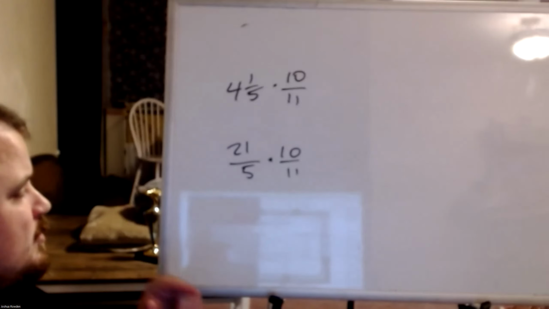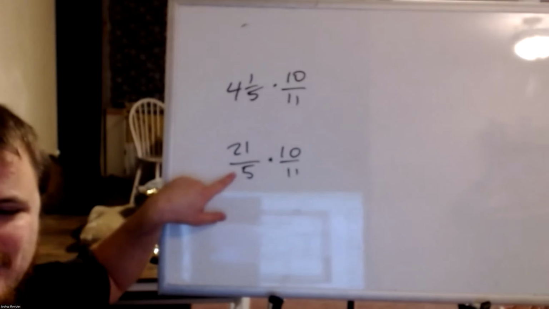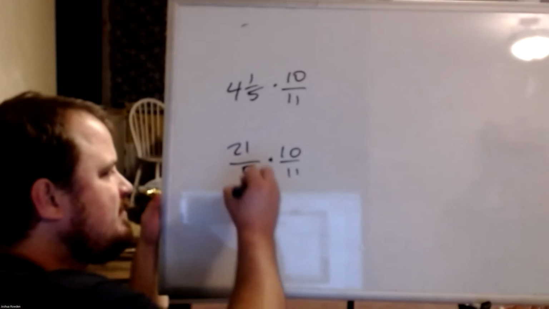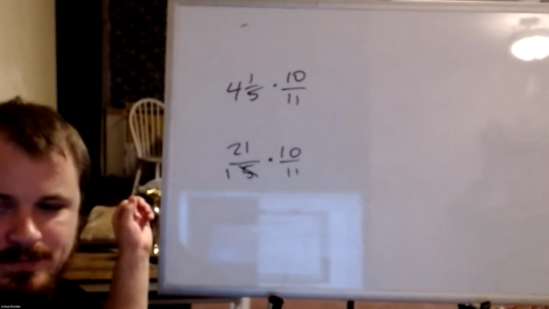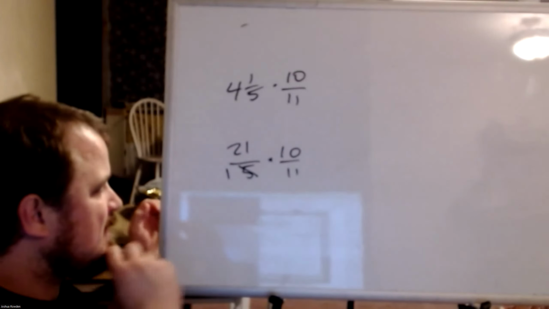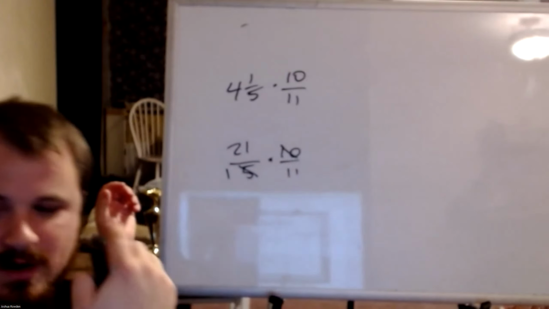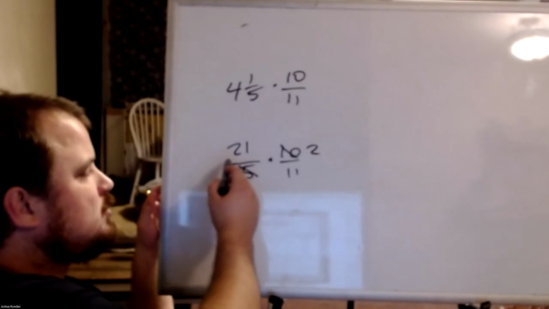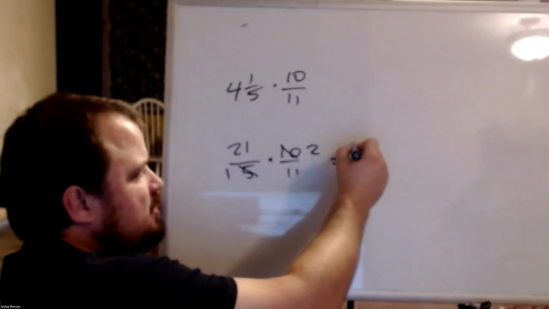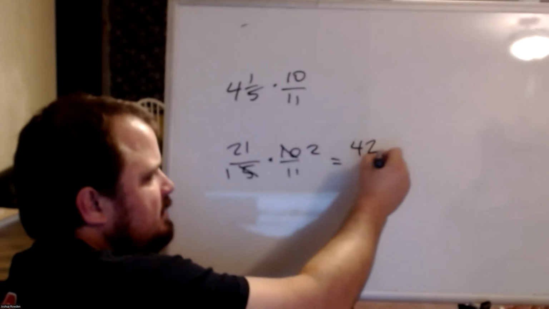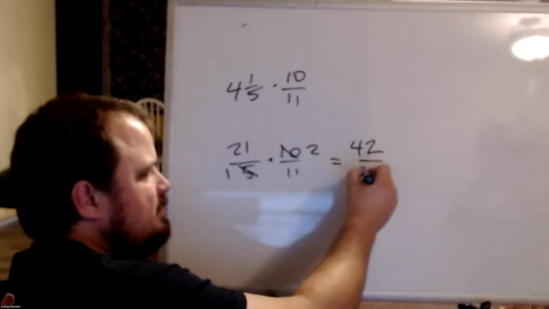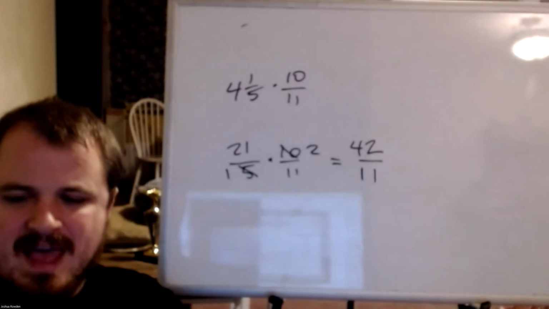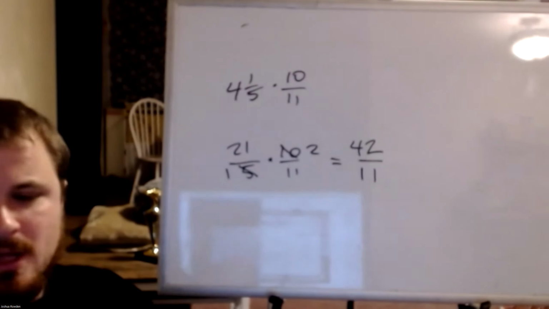Way easier. Do you see what you can reduce from the beginning? You have a 5 and you have a 10. What's 5 divided by 5? 1. What's 10 divided by 5? 2. So now you're just doing 21 times 2, which is 42. And then you're doing 1 times 11, which is 11. So that is the easy way to do it at the beginning.